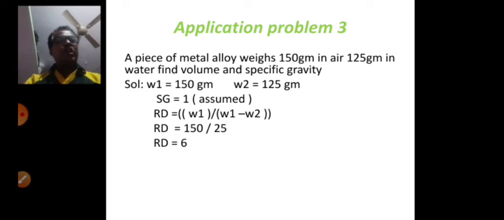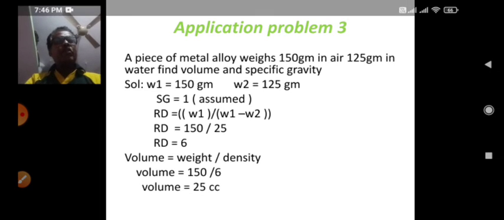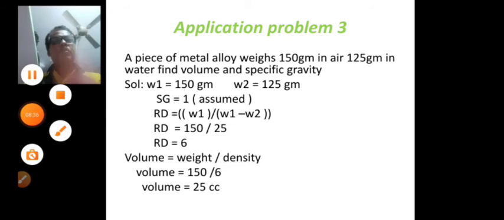Now we have to find the volume. Volume is equal to weight divided by density. Weight is 150 grams and the relative density we just found is 6. Substituting and simplifying, you get 25 cc. 25 cubic centimeter is the volume of the alloy.